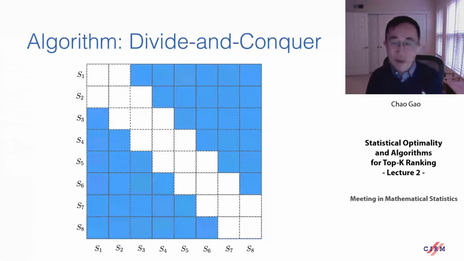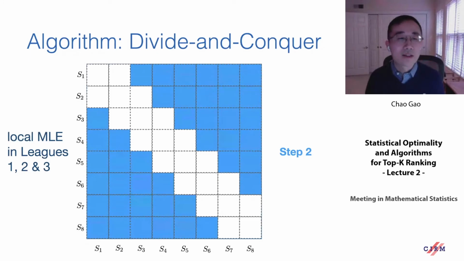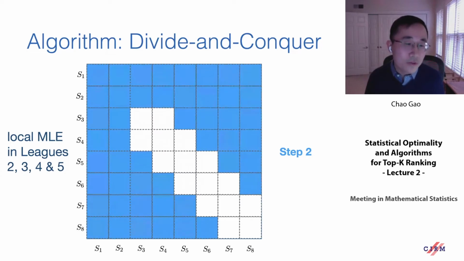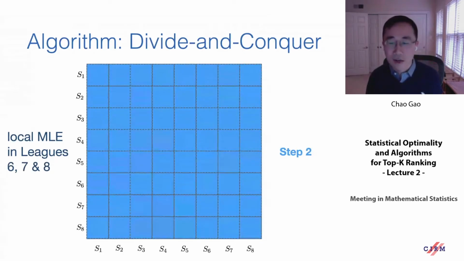Okay, so now let's move on to finish the algorithm. We are trying to fill in the remaining blocks. So this is step two. Let's say we are trying to fill in the blocks that are related to S1 and S2, right? So this requires us to compute the local MLE using leagues S0, S1, S2, S3, but there is no S0. So you just use S1, S2, and S3, right? So this helps you fill these blocks. And next, we use a local MLE for S2, S3, S4, S5, and you fill more blocks, right? You do it again and again, and in the end, you fill all the blocks that are left.